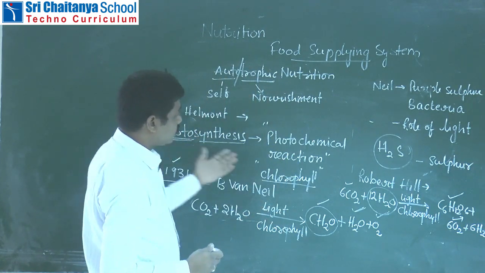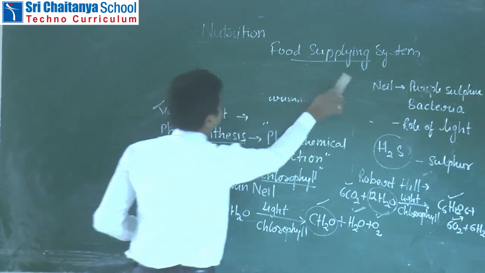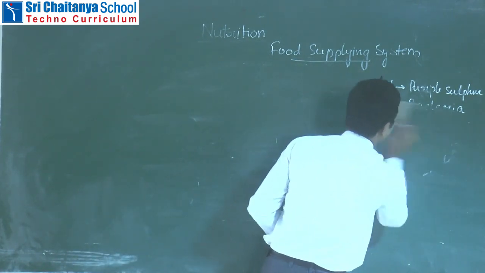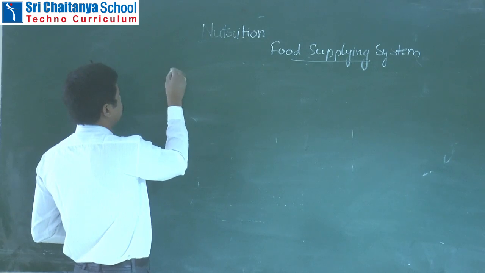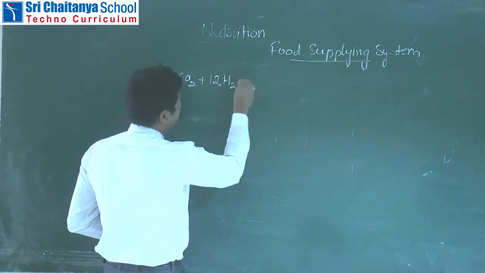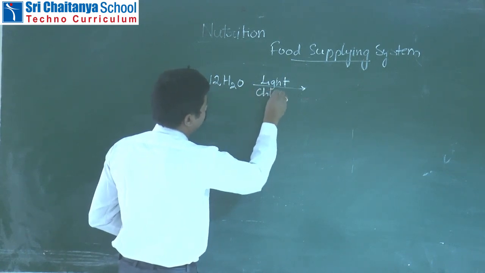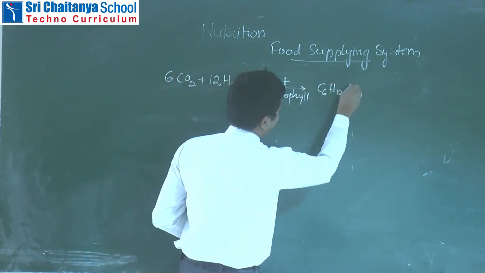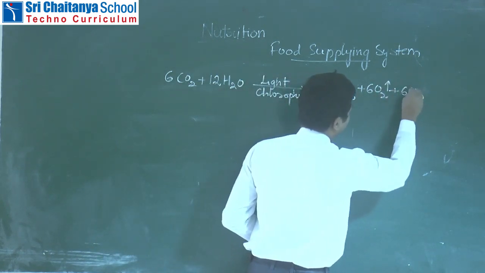Here, based on this equation, we develop the concept first. Again, I write the equation. This equation is very important. So again, the equation for photosynthesis: 6CO2 plus 12H2O, with light and chlorophyll, gives C6H12O6 plus 6O2 plus 6H2O.